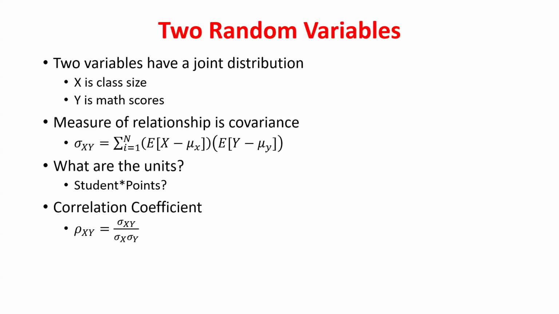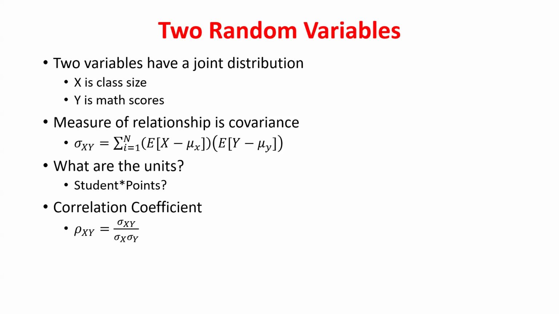I can't compare things with different units. So one thing that we're going to do is take that covariance. If we divide it by the standard deviation of each variable, so if I take student points and divide it by students times points, it gets rid of my units. So the correlation will be a nice unitless measure if we take the covariance and divide it by the standard deviation of each variable.